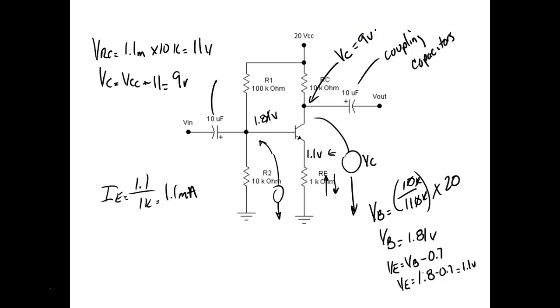Okay so far. So this guy is biased and ready to operate. So what I can do is come up here and apply an input voltage. And it can't be greater than 0.8 or it'll cause it to go into saturation. Can't be less than that, I'm sorry, or it'll cause it to go into cutoff. So let's bring in 200 millivolts peak to peak.